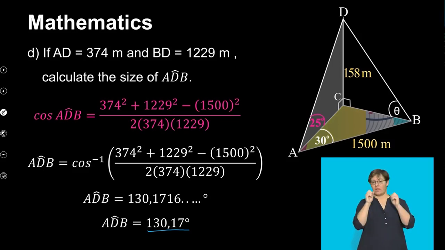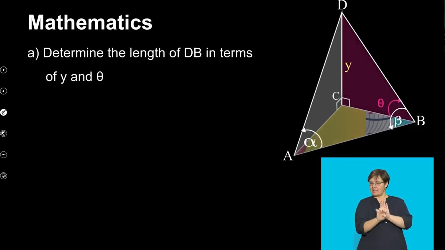Okay, let's try a similar example, but this time we're going to be using variables instead of numbers. This is a very similar question in terms of the way it looks, but here they tell us to determine the length of DB in terms of y and theta. So they want us to find the length of this side using theta and y.